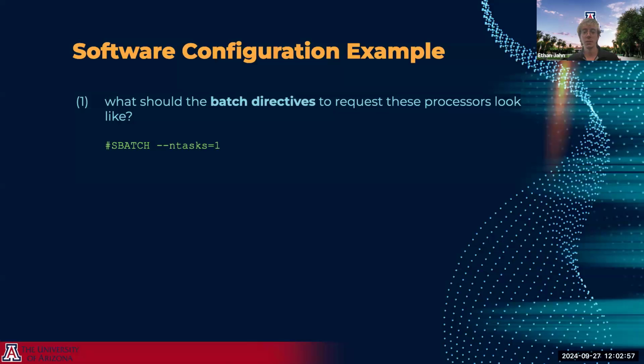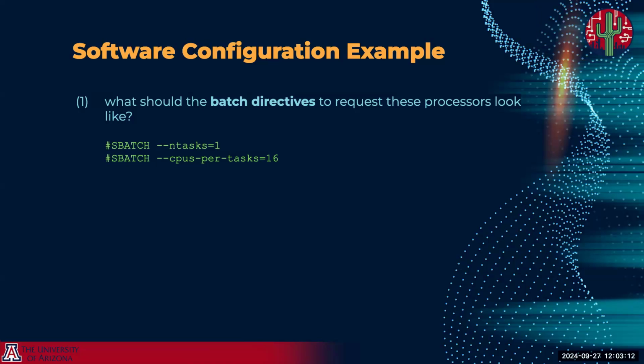So the batch directives. Because it's a single node job, we'll need to use these two batch directives in order to request 16 CPUs. There's not just a batch directive that says CPUs. So we have this particular configuration for a single node job. You want to specify ntasks equals 1. That is important to specify. And you'll also want to specify cpus-per-task equals 16.